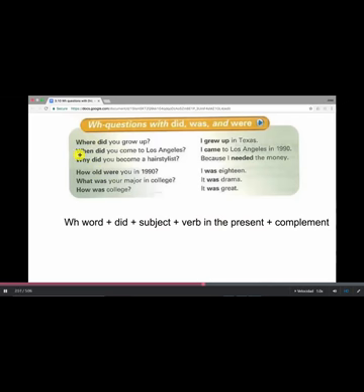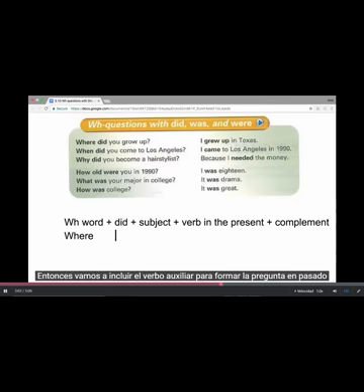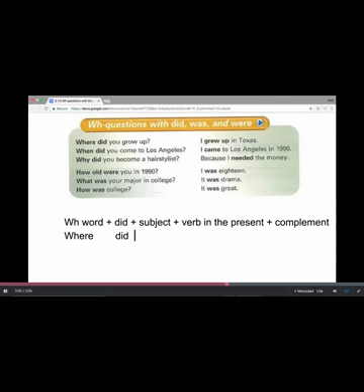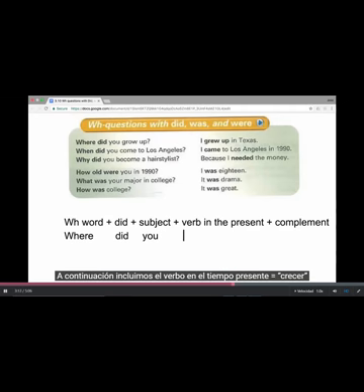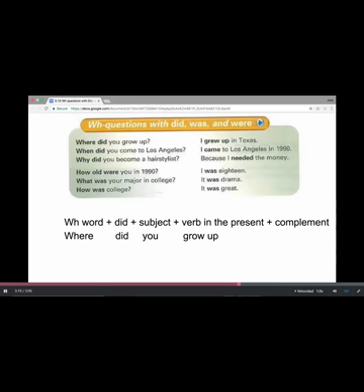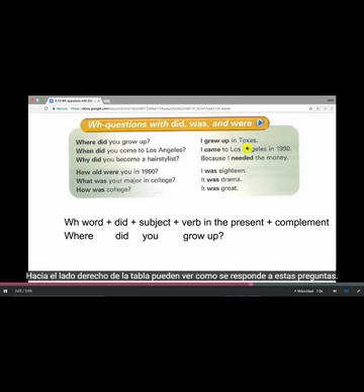Where did you grow up? When did you come to Los Angeles? Why did you become a hairstylist? First, we're going to add a WH word, where. Then we will include the auxiliary verb to form the question in the past, did. After that, we need to add the subject, you. Next, we include the verb in the present tense, grow up. Finally, we can add a complement. In this case, there is no complement. Towards the right-hand side of this chart, you can see how these questions are answered. If you notice, the verbs change to the past tense now because we're no longer adding an auxiliary verb.